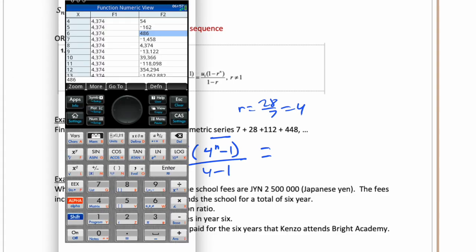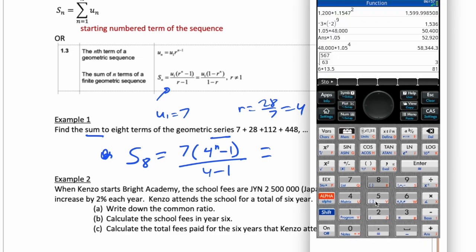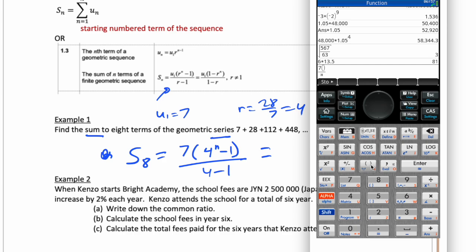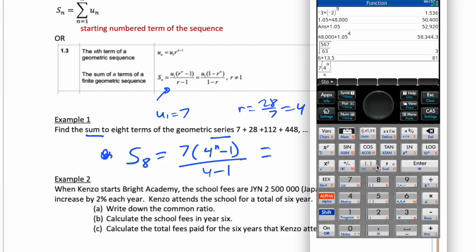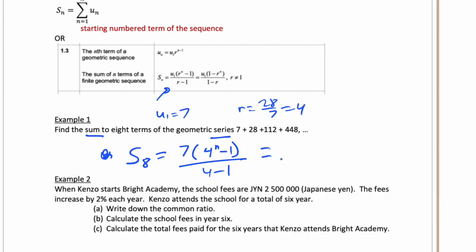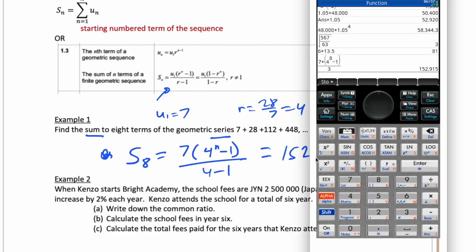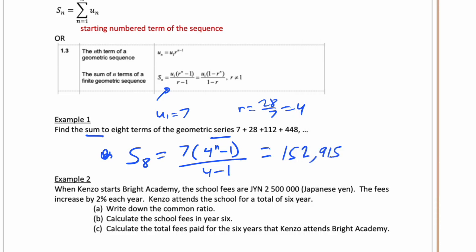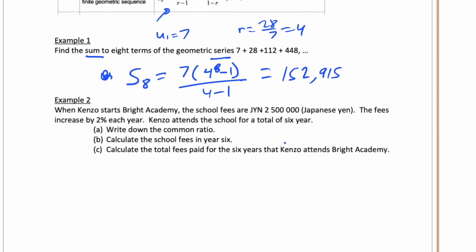So let's do that. Let's make a fraction first, then do 7, bracket, 4 to the power of 8, minus 1, divided by 4 minus 1, which is just 3. So it gets pretty big pretty quickly. It's 152,000. Now, by the way, no need to round something like this. This is an exact number. It would be pretty weird to round this, actually. So no need to round it.